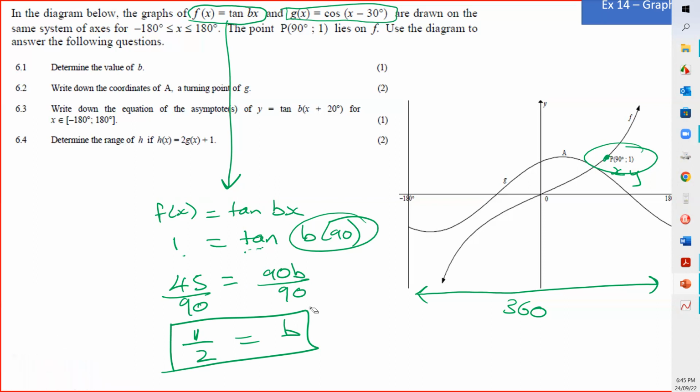Or you could use the understanding of the period. The normal period of a tan graph is 180, and we want to get a period of 360. So we have to divide by b to get the 360, and 180 divided by half will give you 360. In other words, we can form an equation there. 180 over b is equal to 360. And if we cross multiply, we'll get 360b is equal to 180. And if you divide both sides by 360, you will get the half we're looking for. I hope that's a little bit clearer.